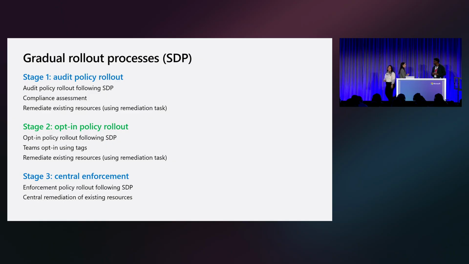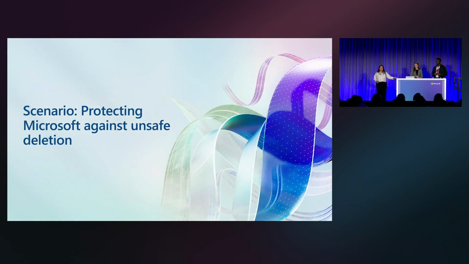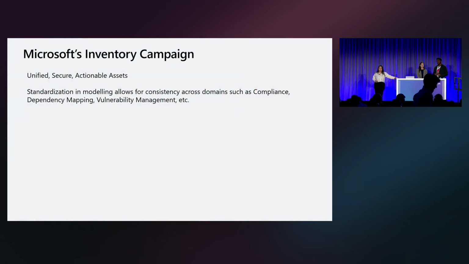Yeah, thank you, Jody. I'm going to deep dive a little more on how we're protecting Microsoft against unsafe deletions. But to start off, a little background on our own inventory campaign, which I mentioned at the beginning in our learnings of getting started with service groups. Microsoft is on a mission to ensure we have unified, secure, and actionable assets. As mentioned, assets are anything from the physical level, the individual VM operating system configurations, all the way up to service instances and applications. So we're really getting a full stack view here.